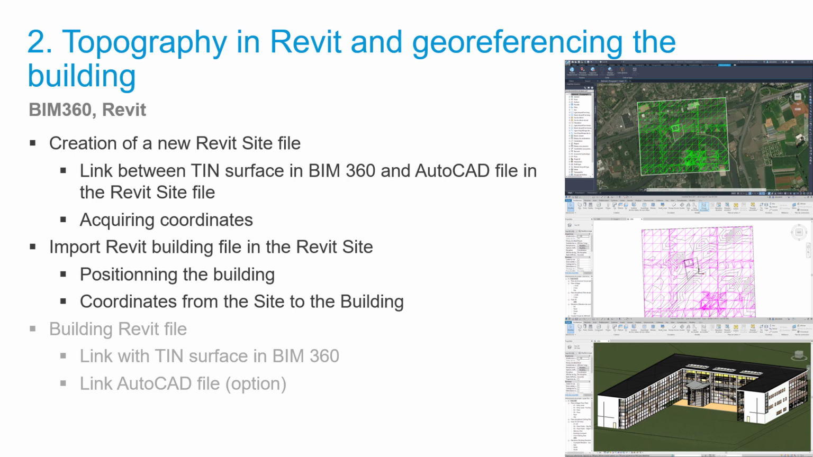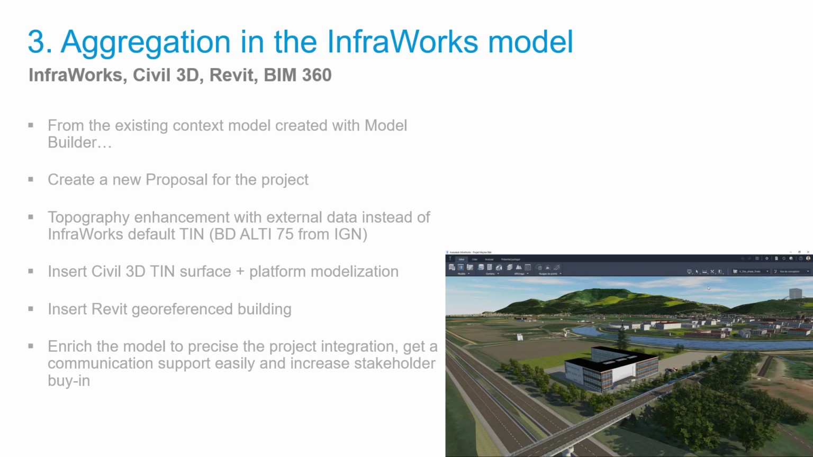Acquire coordinates from the site to the Revit file of the building. Then I will open the building file of Revit. I will link the thin surface with BIM 360, and if you want, you can link the AutoCAD file. And after, you will look at the last video of Vincent.